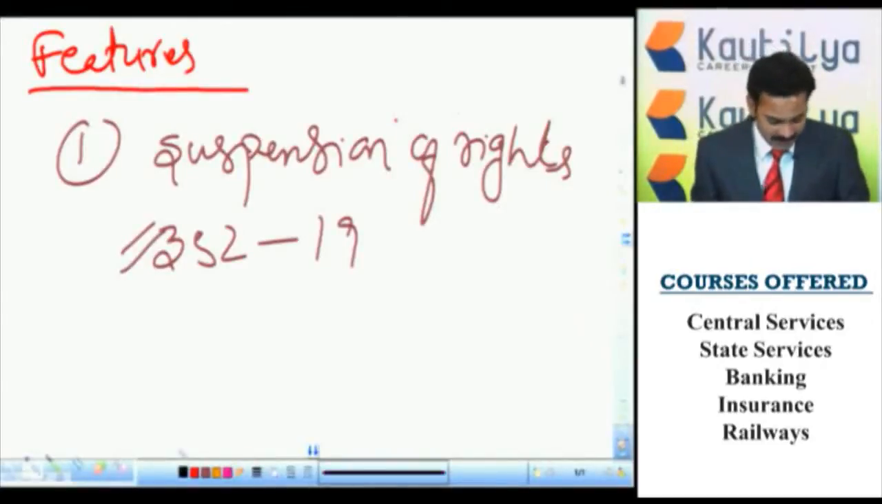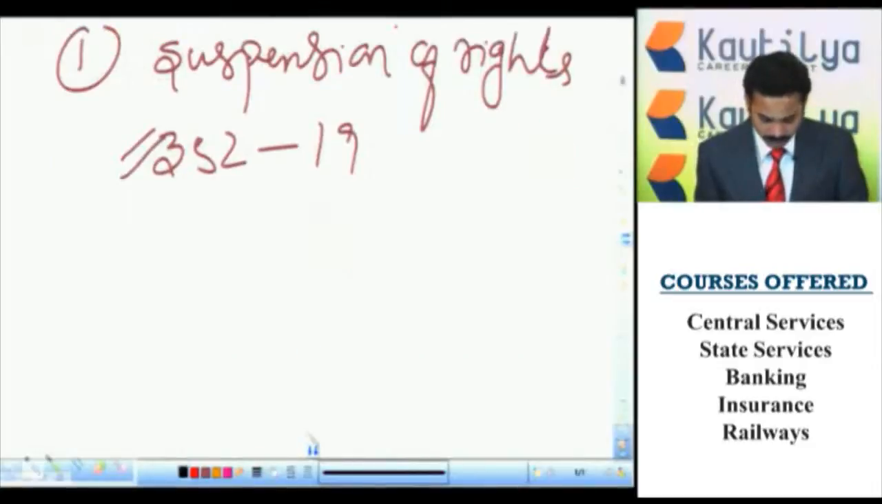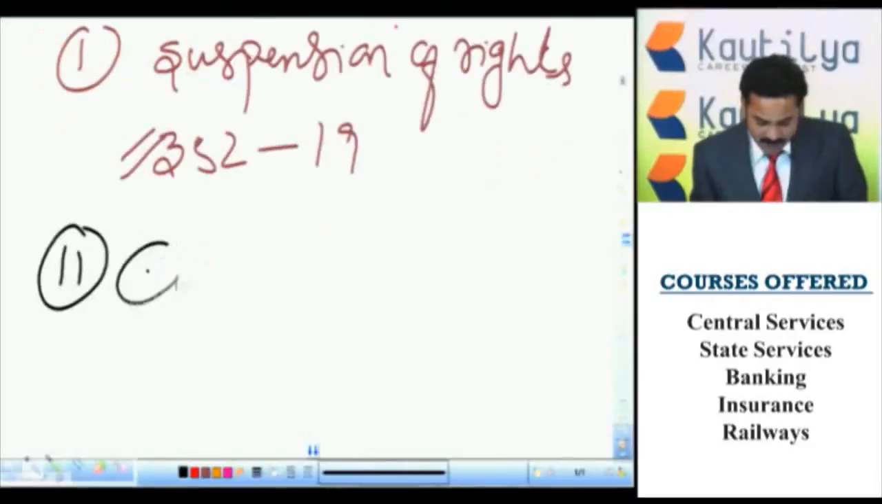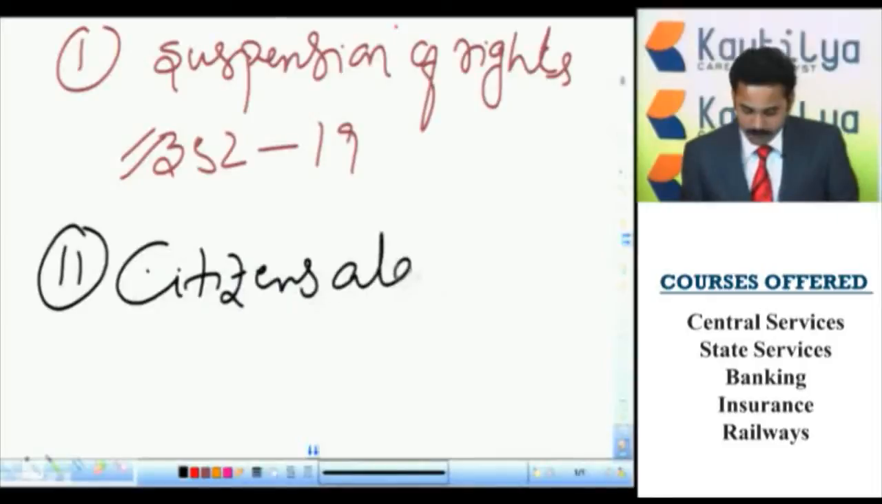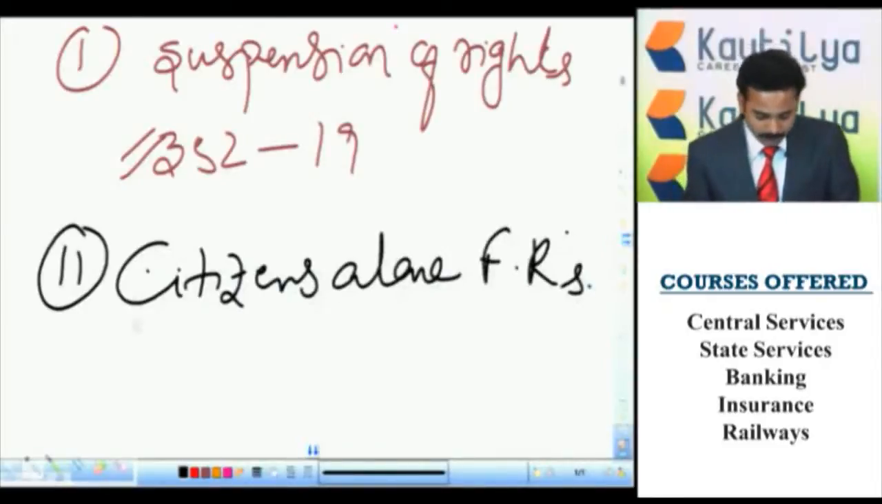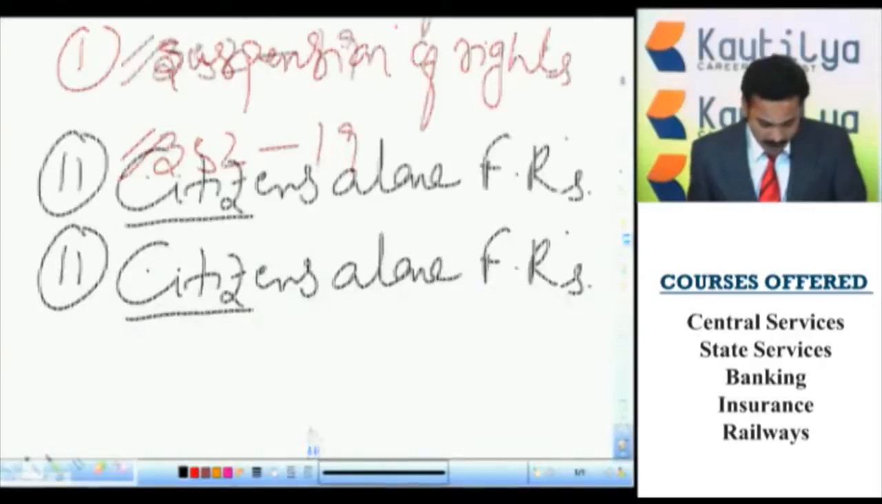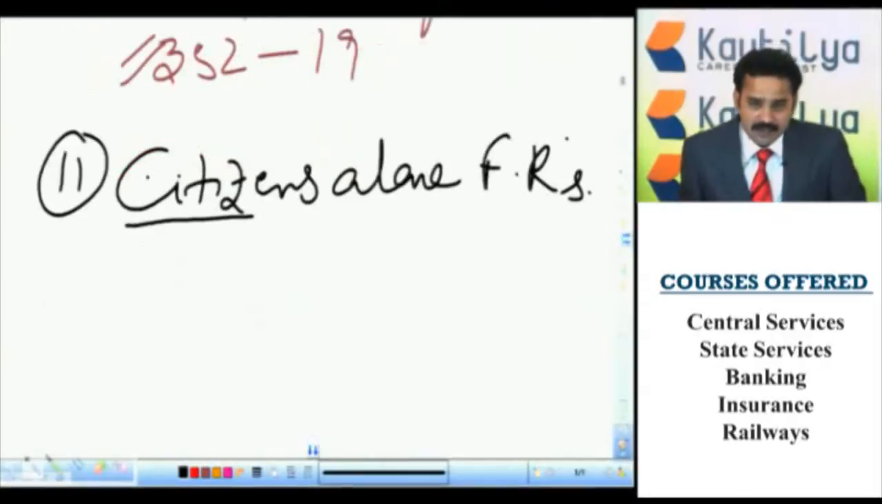And the second feature is, citizens alone enjoy fundamental rights. Another important feature of the fundamental rights is that some of them are guaranteed only to the citizens of India. In other words, some of the rights are enjoyed only by Indian citizens. Aliens cannot enjoy those fundamental rights.